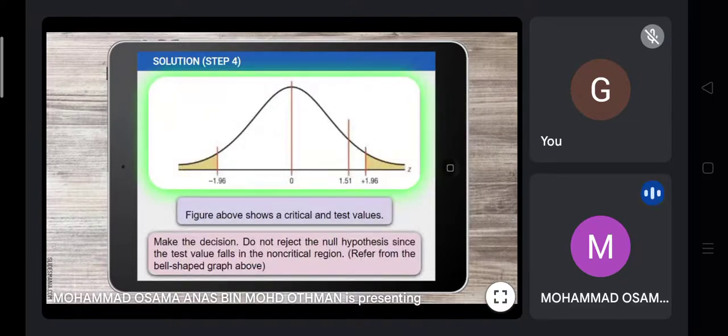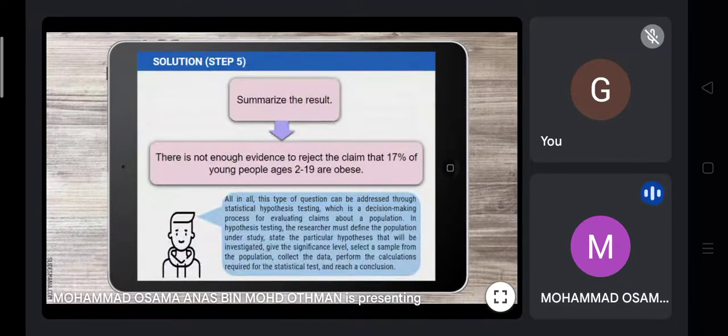We need to make the decision. From here, do not reject the null hypothesis since the test value falls in the non-critical region. Refer to the bell-shaped graph above, the 1.51, the test value falls into the non-critical region, so we can't reject the null hypothesis. What we can summarize here from the result, there is not enough evidence to reject the claim that 17% of young people ages 2 until 19 are obese.